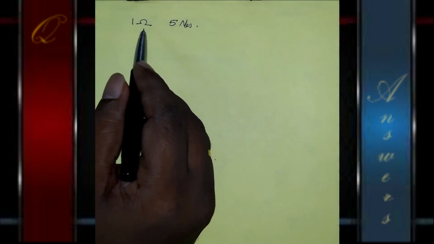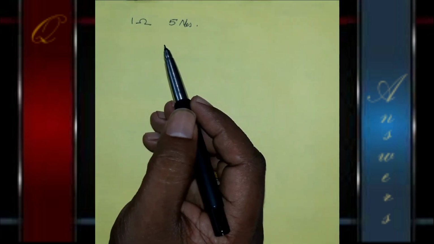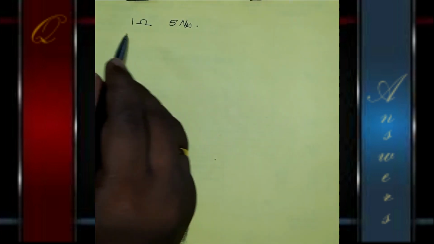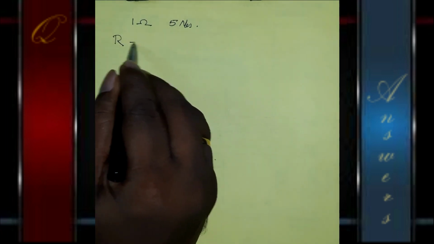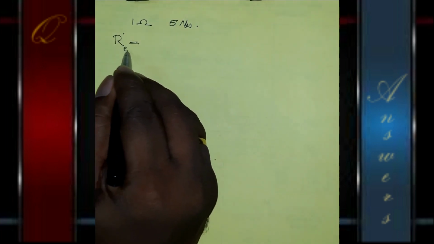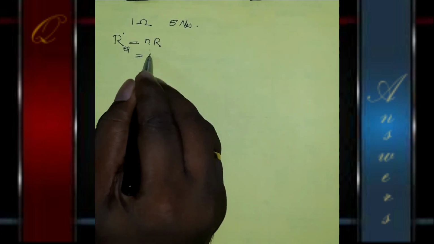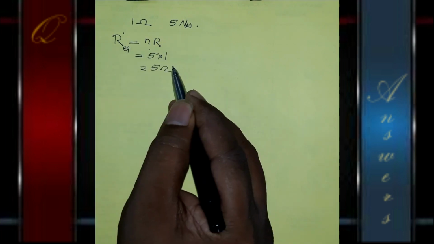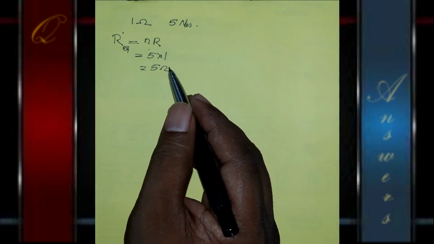When these 5 1 ohm resistors are connected in series, their equivalent resistance will be maximum. So what is the highest resistance that can be made by using this 1 ohm resistance? It is obtained when they are connected in series. Equivalent resistance when connected in series is given by R equivalent is equal to N into R. N is 5 into R. R is 1 ohm, which is equal to 5 ohm. So 5 ohm is the highest resistance that can be made using these 5.